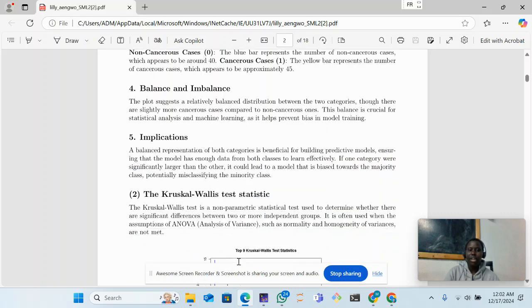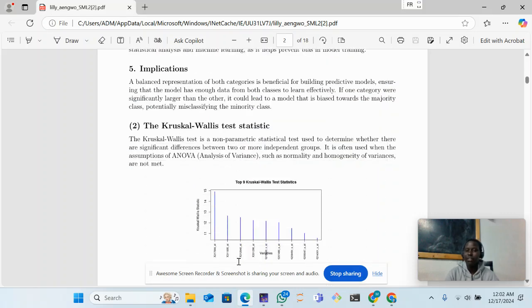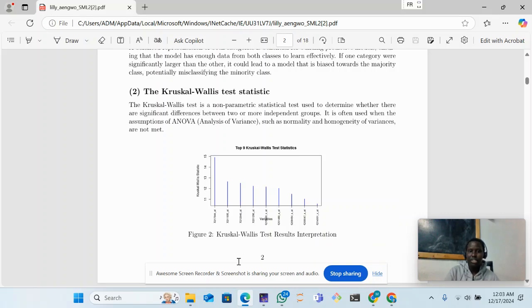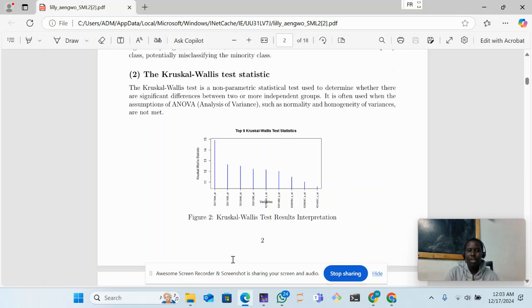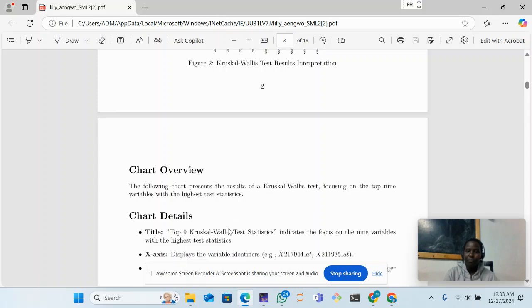For the second one, I used the Kruskal-Wallis test statistic. This is because my dataset was not normally distributed. That's why I used the Kruskal-Wallis test statistic. And we see from the first one that it was the highest.